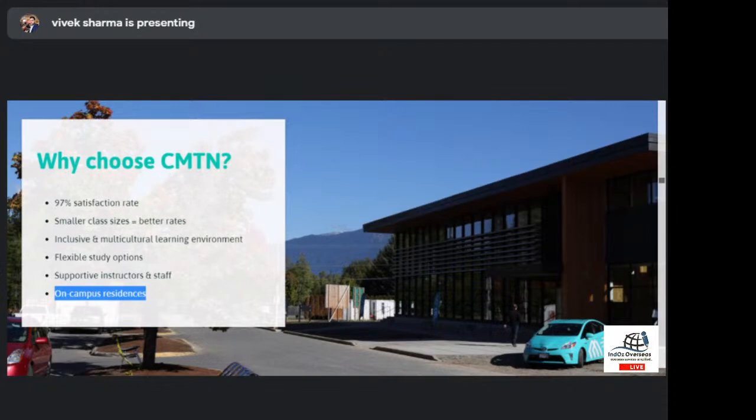And at last, the British Columbia government promotes this whole region as an economic zone. So they set up lots of industrial areas over there. So we have lots of manufacturing and packaging units. You can also find your job in these industries.